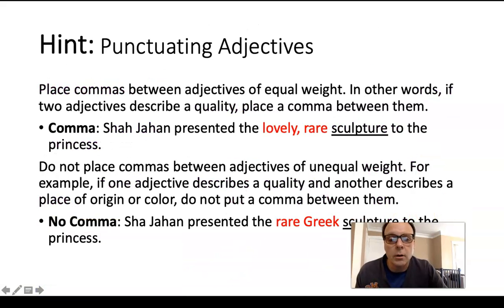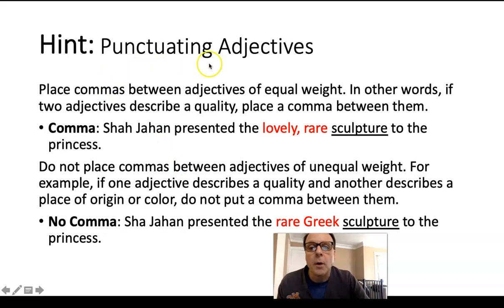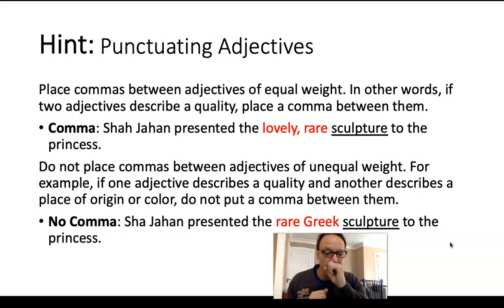All right, so punctuating adjectives. Just a real quick something to say about this. This is what I would call persnickety. I don't know if that's a real word, but this is very picky, right? So this is not something to worry about. Again, I might put it on a quiz question, but you're probably not going to have this come up too often. But just in case, let's look at this rule really quickly.